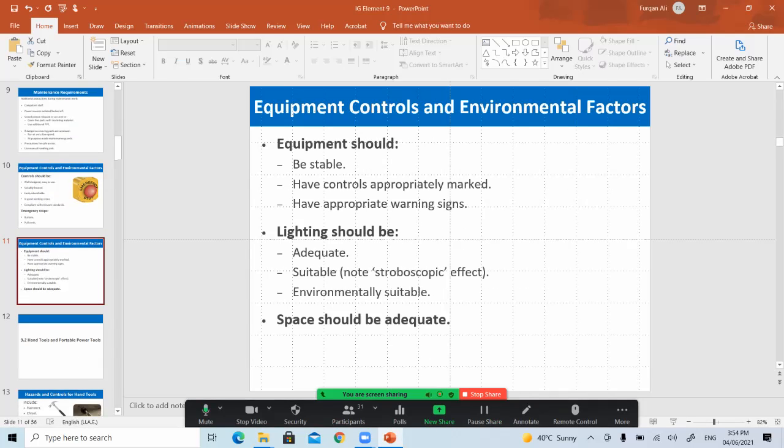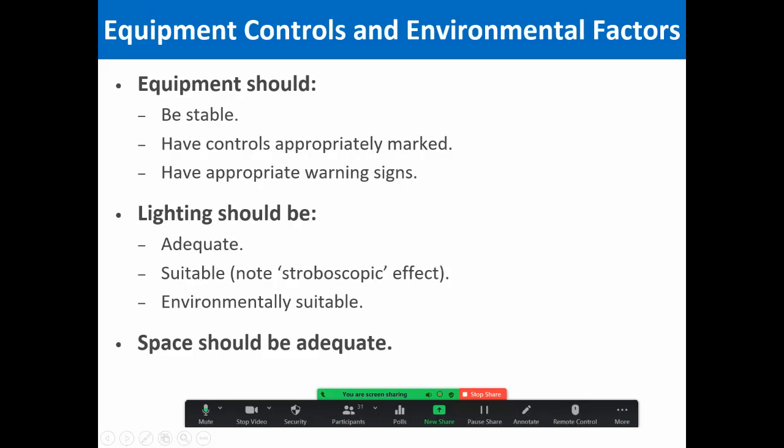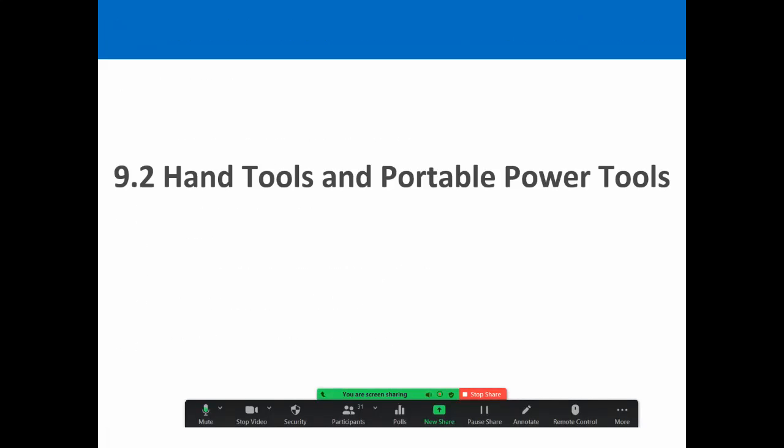Okay, then we have equipment controls and environmental factors. The equipment, basically, it should be stable. It should have controls appropriately marked, and wherever any dangerous parts are available, or wherever there is a risk to the workers, the warning signs should be appropriately posted on the equipment. The lighting, wherever you are carrying out heavy equipment work, should be adequate, suitable, and environmentally suitable as well, and the space should be adequate as well.